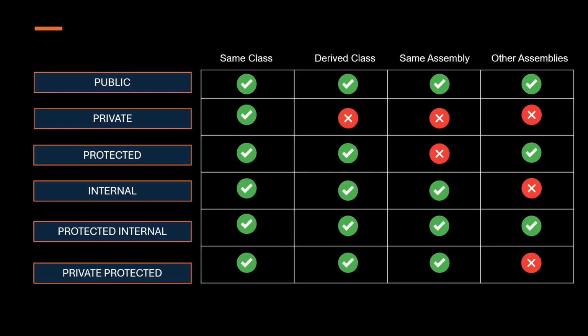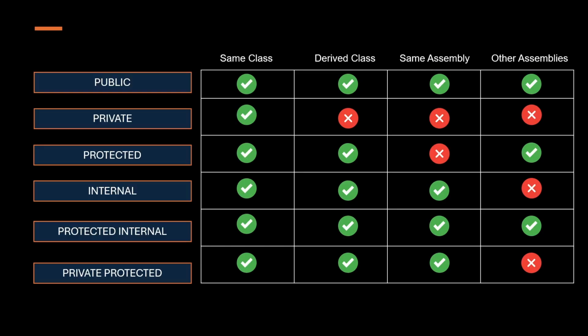Coming to the next one, which is internal. Internal is limited to the current assembly, so it is accessible within the current assembly. It's accessible to the same class, derived class, and any other class within the same assembly, but not accessible anywhere outside the assembly or to any other assembly. So the use case for this would be to allow access for types or members only within the same project. That would be the use case of an internal access modifier.